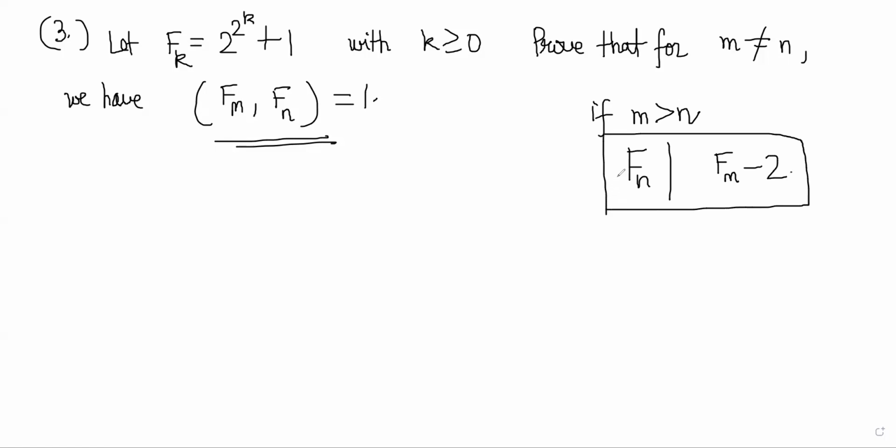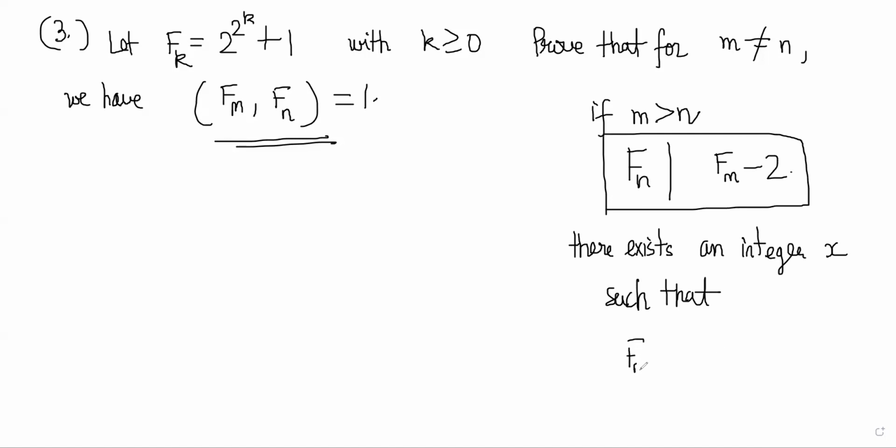We showed that earlier. So that means there exists an integer x such that Fn divides this. So Fm minus 2 is x times Fn, right? So we can say that Fm plus x Fn is equal to 2. Obviously, this x and this x are different. I'm bringing both to one side, so x here is the negative of this x, right? But integers could be negative and all, so that's fine.